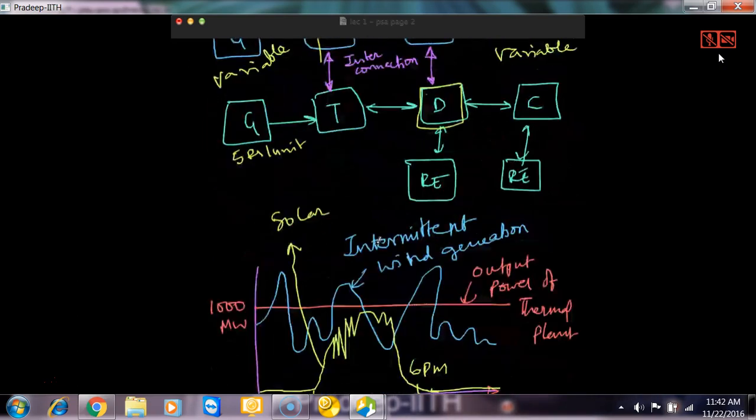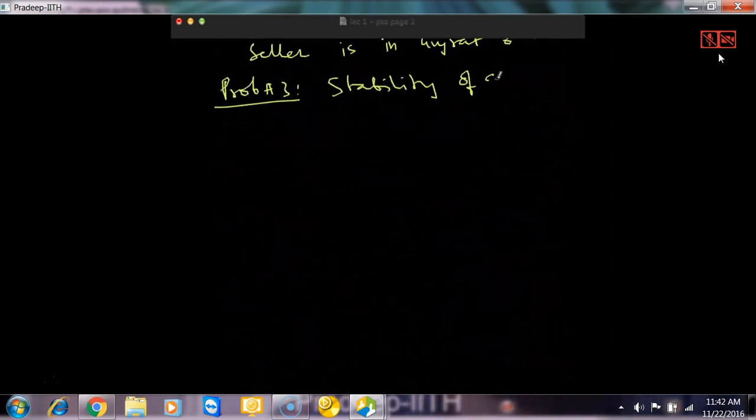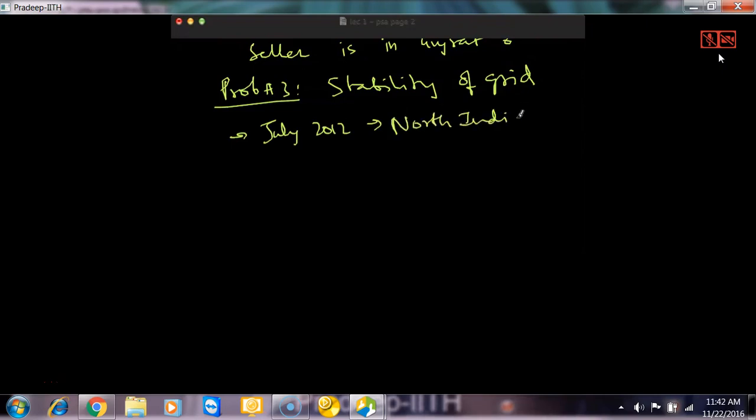So another problem, let's write it down. That is stability of the grid. You might have heard about the July 2012 North India blackout. The entire northern India power grid got disconnected for close to 1 day. There was no power anywhere in the region. So that is the issue of loss of stability of the grid.